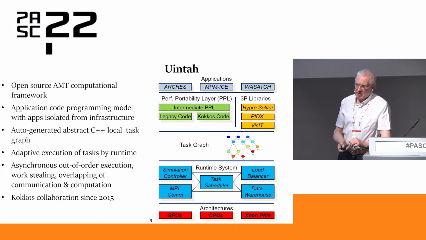We essentially have three application layers. Arches is a combustion code, NPM is a particle code, ICE is a fluids code, and NPM ICE is a mixture of fluids and particles. Wasatch is a kind of problem-solving environment that drives a whole bunch of different discretizations.